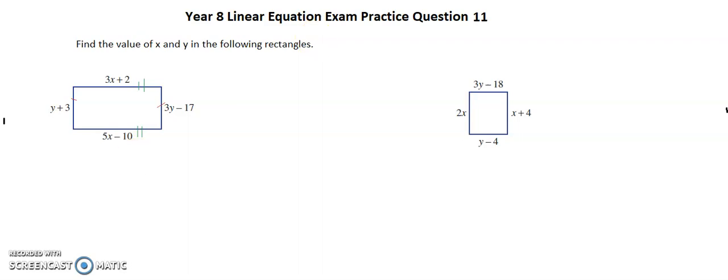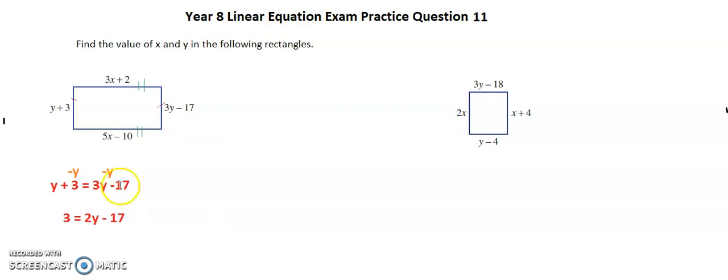So I'm going to start with the width, the short side of my rectangle, and it says that y plus 3 is the same as 3y minus 17. When I look at a question like this, the first thing I'm going to do is get my constants onto one side and my variables onto the other. So I'm just going to take y from both sides, and that leaves me with just 3 is equal to 2y minus 17.